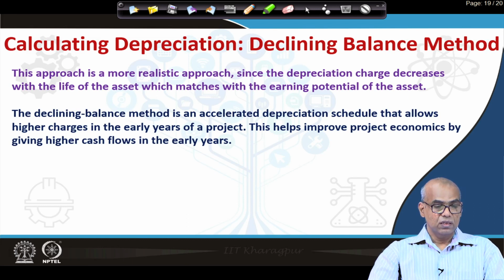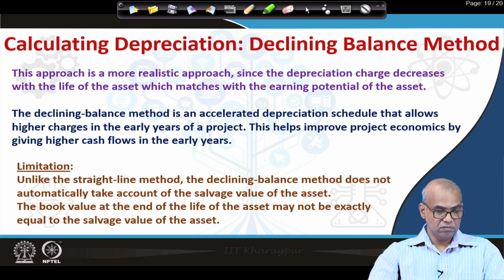So, the declining balance method is an accelerated depreciation schedule in the sense that it gives you higher charges in the early years of a project. So, this helps improve project economics by giving higher cash flows in the early years.